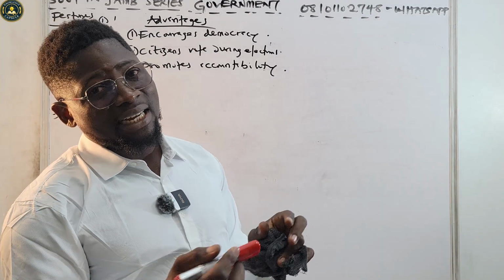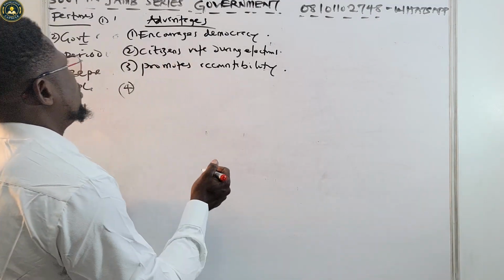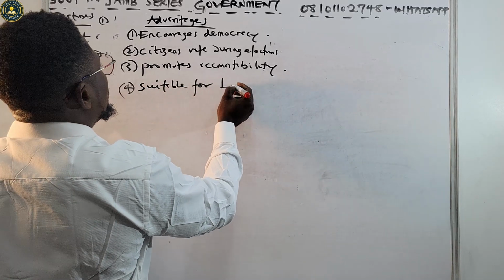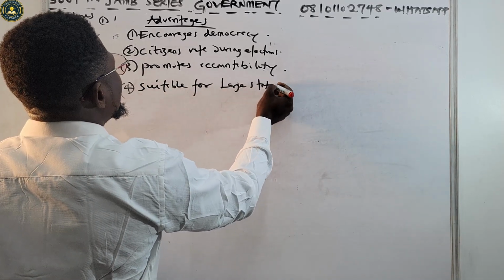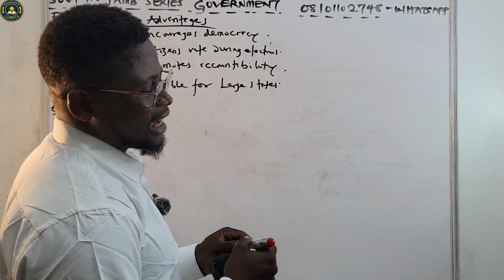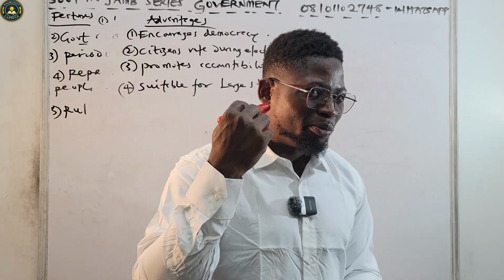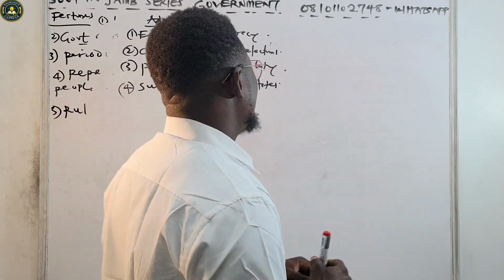And also, representative government, like I said, is suitable for large societies, for large states, or large populations, because everybody cannot be leading in a very, very large population. There will not be decorum. So that is number 4.